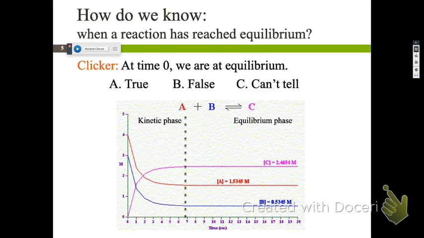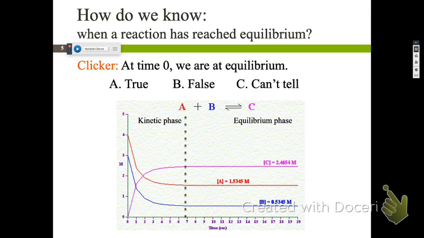So if we see these lines are flat, what does it look like the rate of conversion of A and B to C is? What does it appear that the rate of conversion, or consumption, of A is? Looks like it's 0. Is it actually 0? No. What is it? The net change of the concentration of C is 0. So C is being consumed at the same rate as it is being produced.